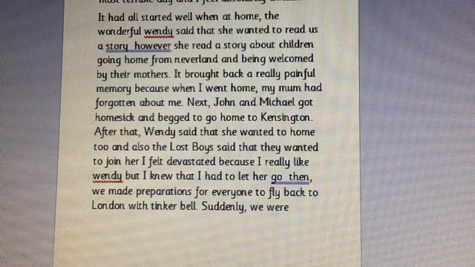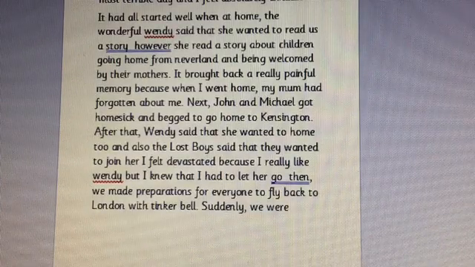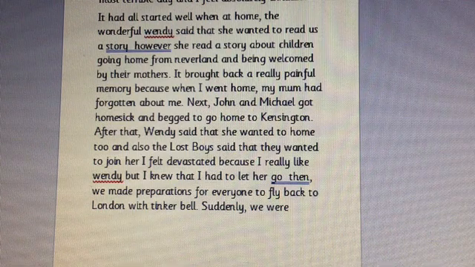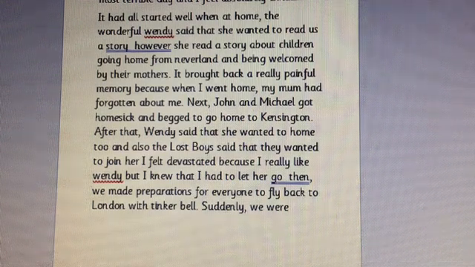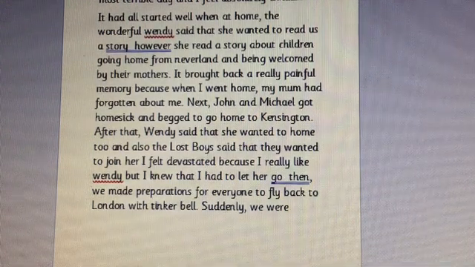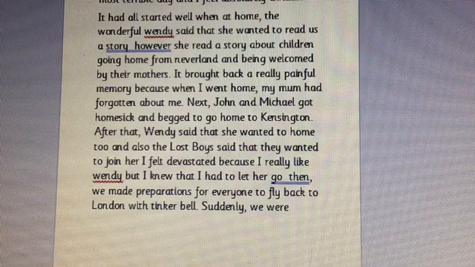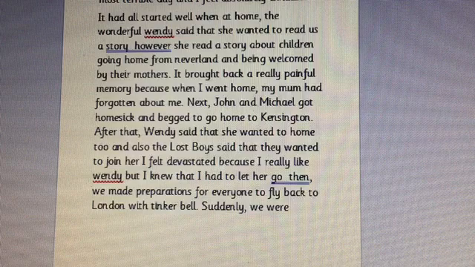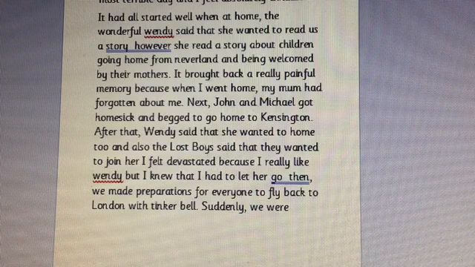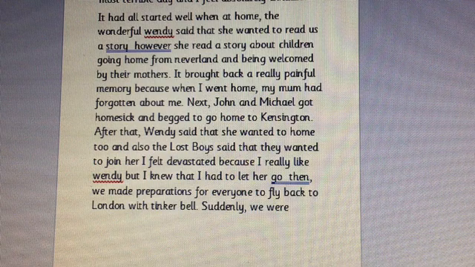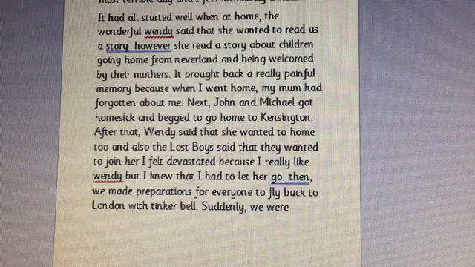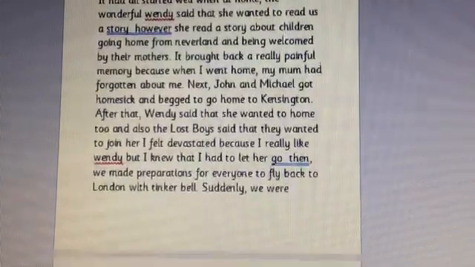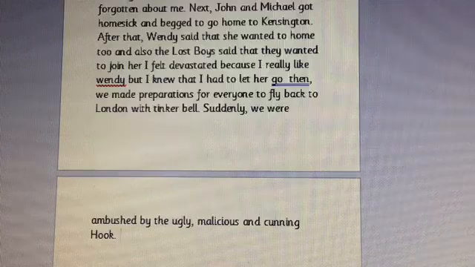It had all started well when at home the wonderful Wendy said that she wanted to read us a story. However, she read a story about children going home from Neverland and being welcomed by their mothers. It brought back a really painful memory because when I went home, my mum had forgotten about me. Next, John and Michael got homesick and begged to go to Kensington. After that, Wendy said that she wanted to home too, and also the Lost Boys said that they wanted to join her. I felt devastated because I really like Wendy, but I knew that I had to let her go. Then we made preparations for everyone to fly back to London with Tinkerbell. Suddenly, we were ambushed by the ugly, malicious and cunning Hook.